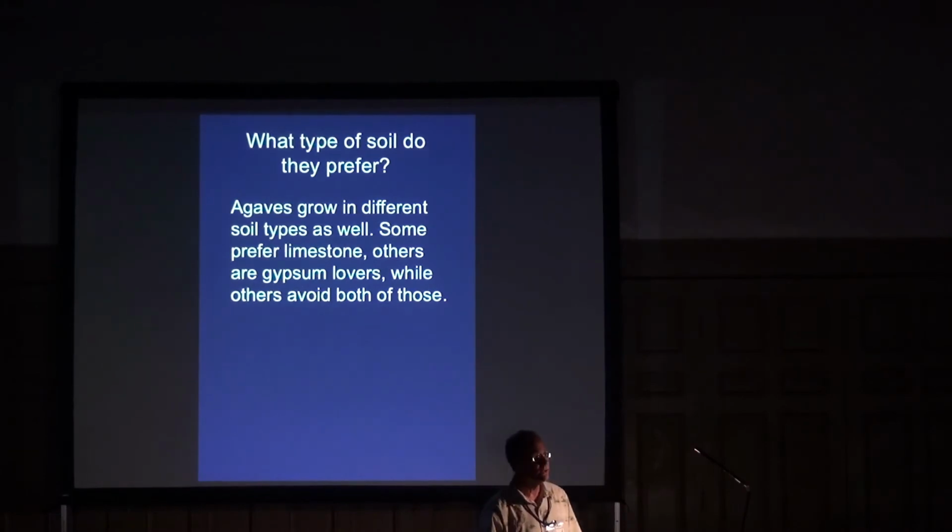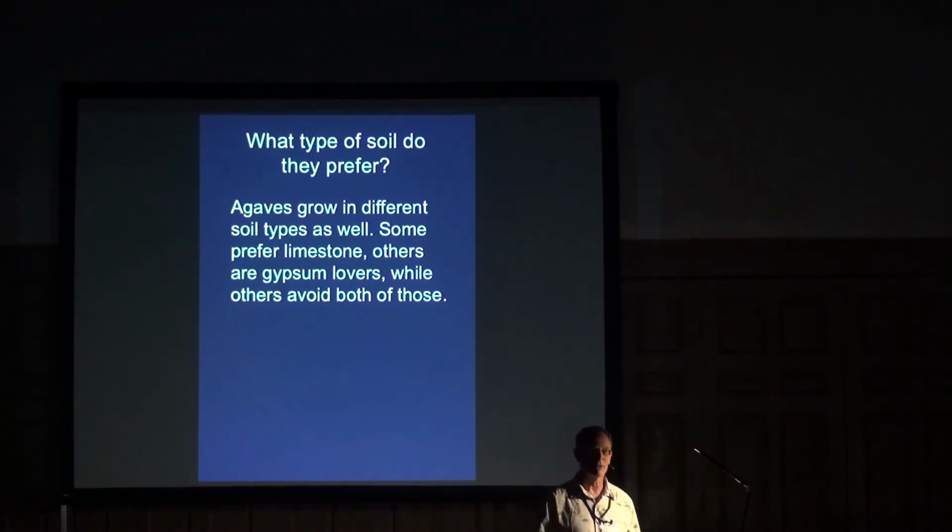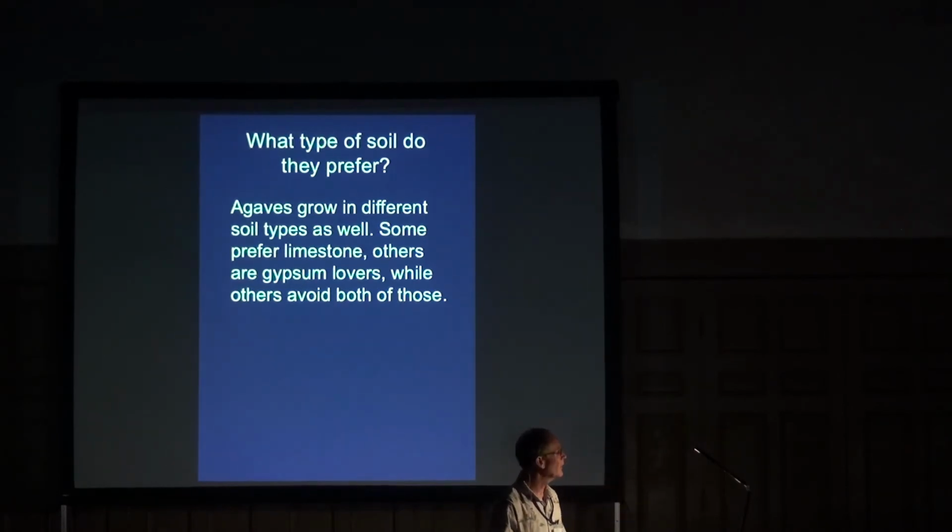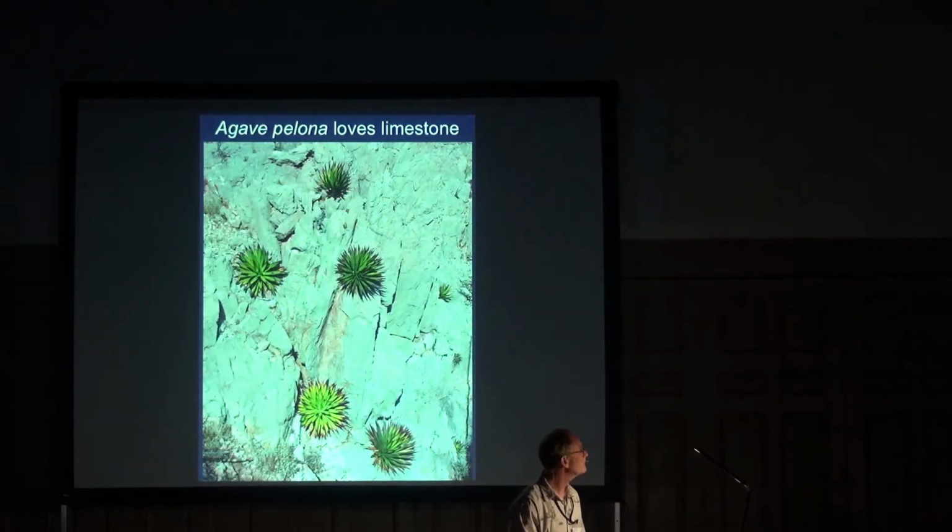Okay, what type of soil do they prefer? Some are indifferent to the type of soil. Some prefer a certain type of soil. Kelly talked about Agave gypsicola growing on gypsum. We've got some that like limestone, gypsum, and others go out of their way to avoid those and grow in anything but that. So Agave pelona loves limestone.